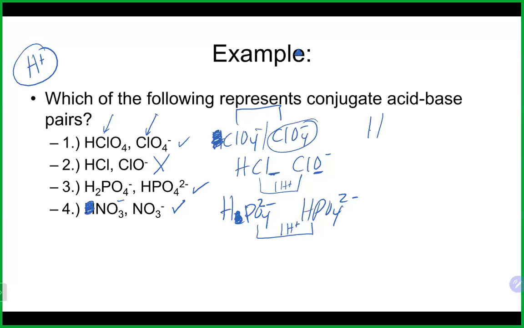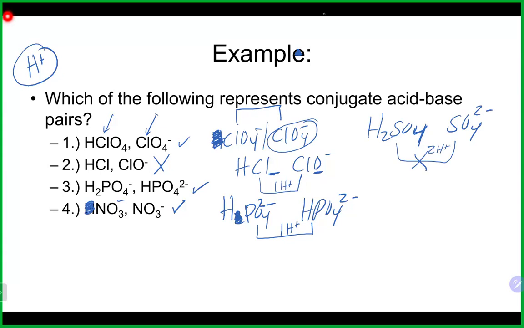What about H2SO4 and SO4 2 minus? Are they partners, pairs? They are not. And they're not because the difference here is not 1 H plus, but it's actually 2. And this is what is known as a diprotic acid. It has 2 hydrogens that it could give. And hydrogens actually come off of acids one at a time.